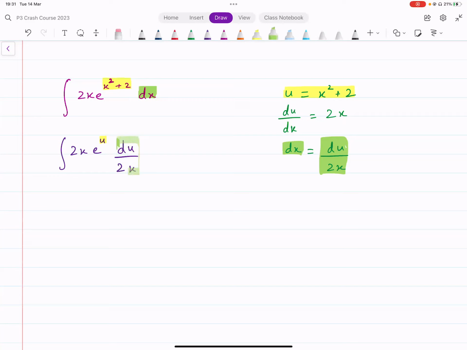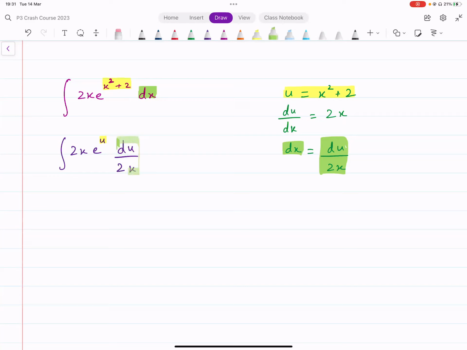We have everything in terms of u. What's the integral of e power u? It's just e power u. It remains as it is, just like the integral of e power x is e power x when x is the variable. In this case, u is the variable. Integral of e power u is just e power u. Okay, so this is the integral that you get.